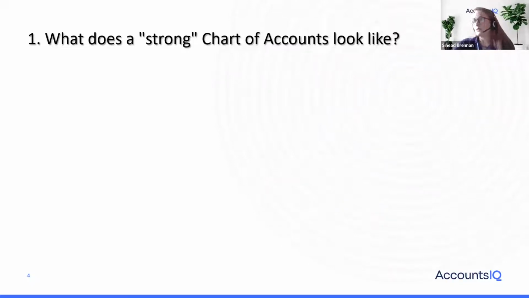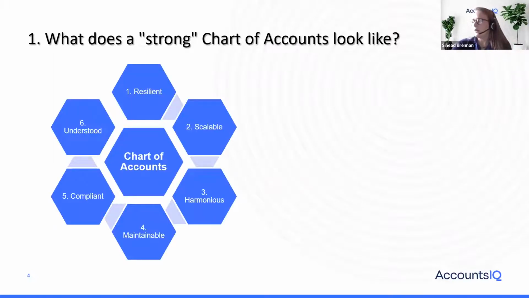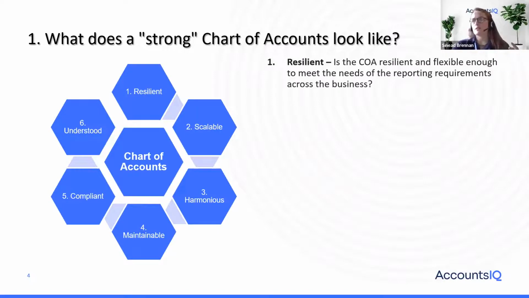So initially, we're just going to look at what a strong chart of accounts looks like. It's not something that people tend to think heavily about, but sometimes it's actually needed to get it right. So I suppose we believe there's 6 elements to what a strong chart of accounts looks like.